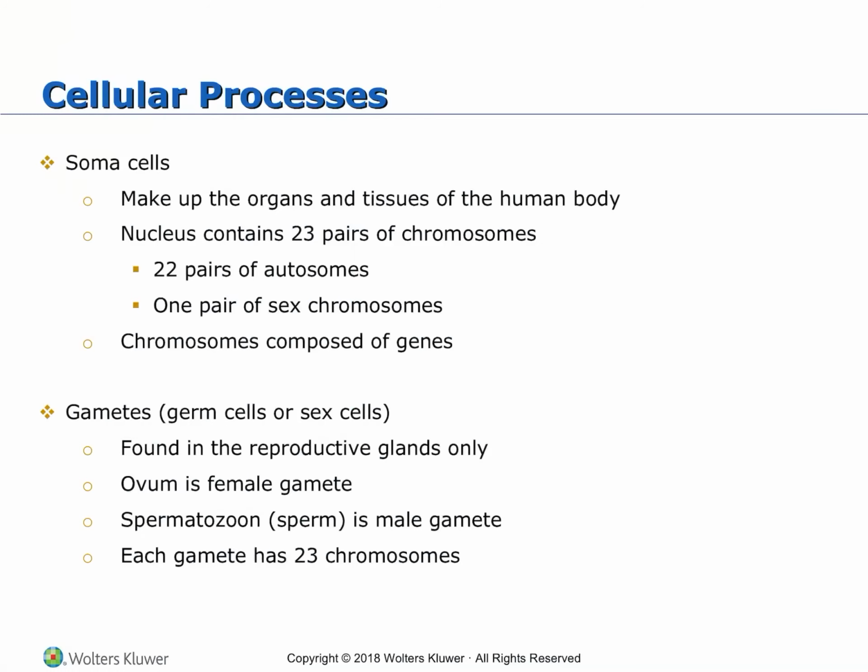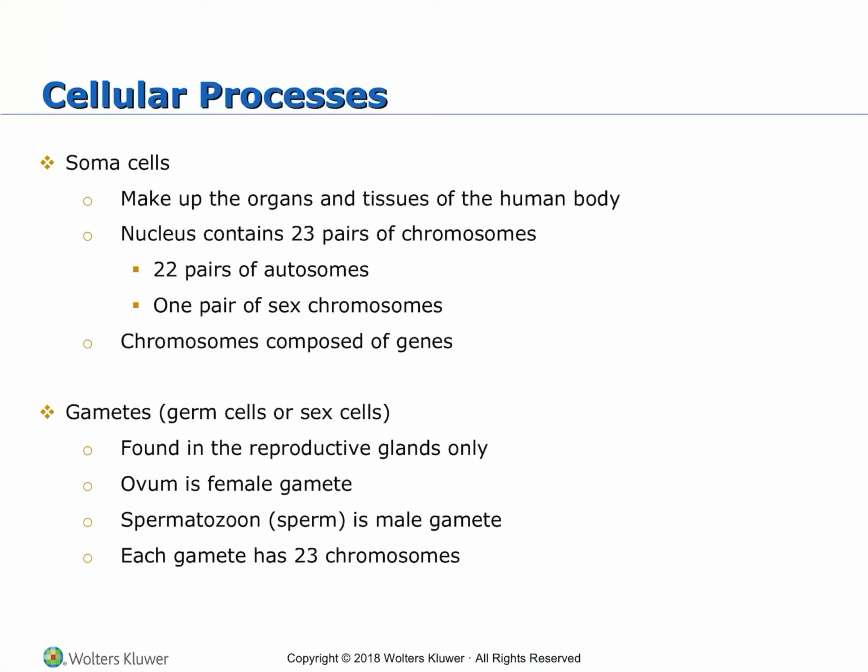So starting with our cellular processes, remember that the cells are the building blocks of all organs. There are two types of cells, soma cells and gametes. Soma cells are the cells that make up our organs and tissues. They have a nucleus containing 23 pairs of chromosomes. 22 of those are autosomes. These are our chromosomes that determine our genetic traits, like our hair color and our eyes. And then one pair of sex chromosomes, which determines gender.